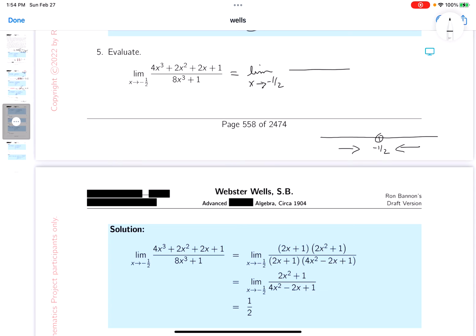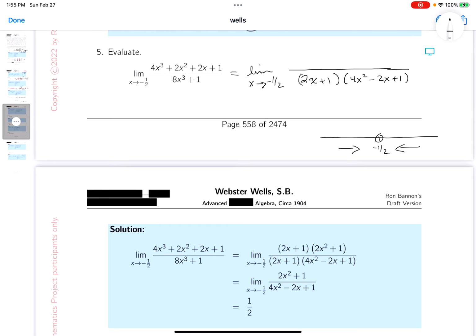I'm going to do what I did in the last, I guess, 4 problems and manipulate. And the bottom factors really nicely. It's a sum of perfect cubes. So it'd be 2x plus 1 times 4x squared minus 2x plus 1.